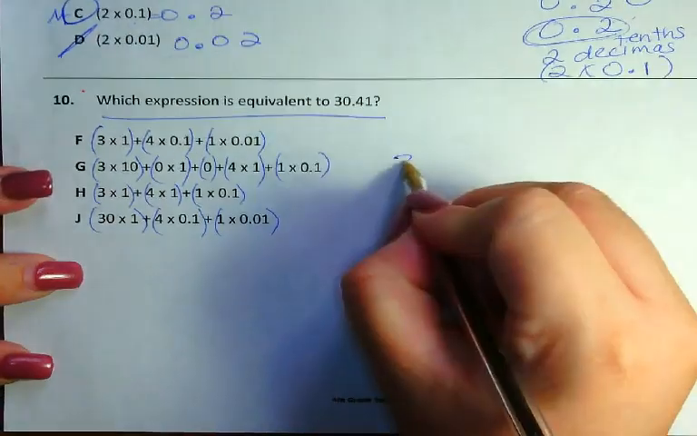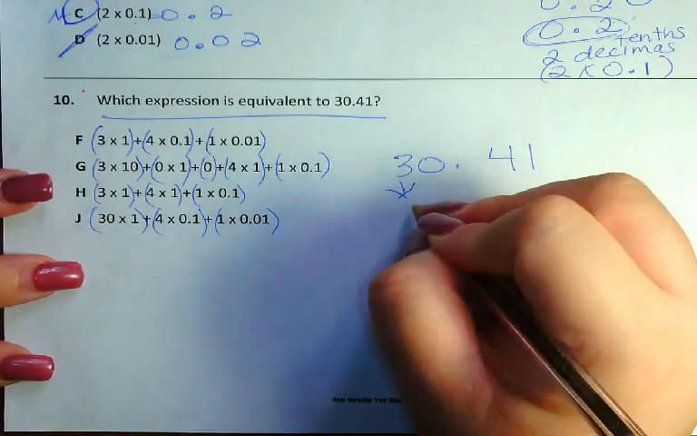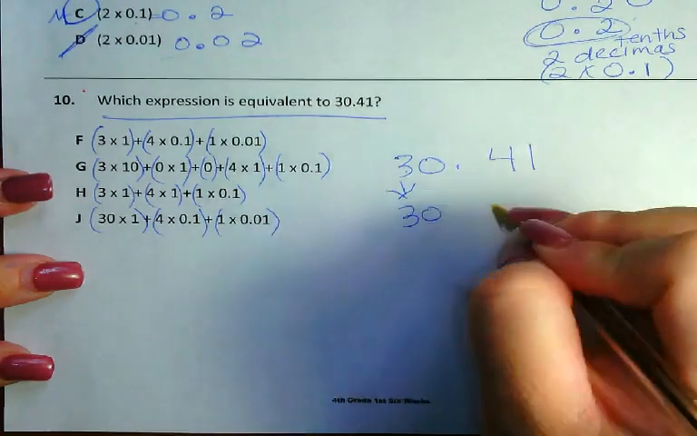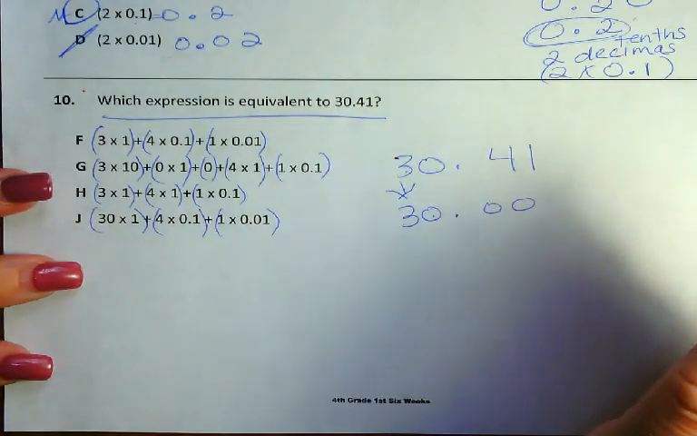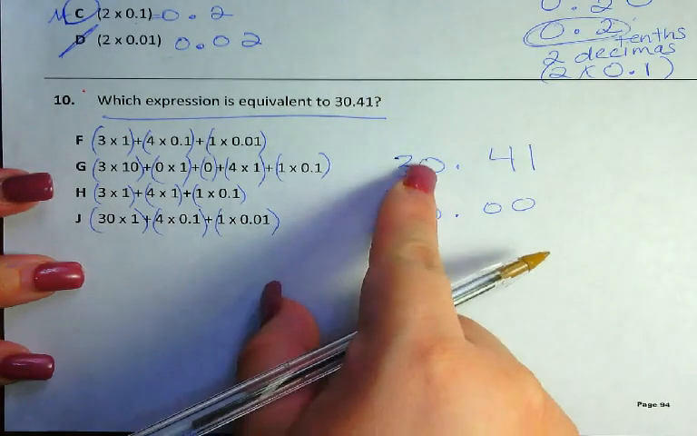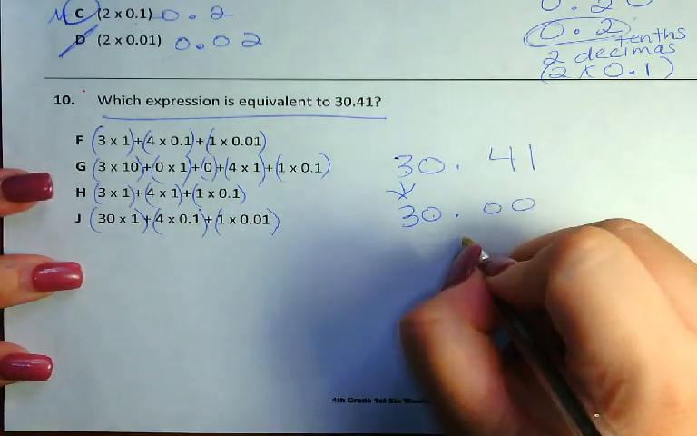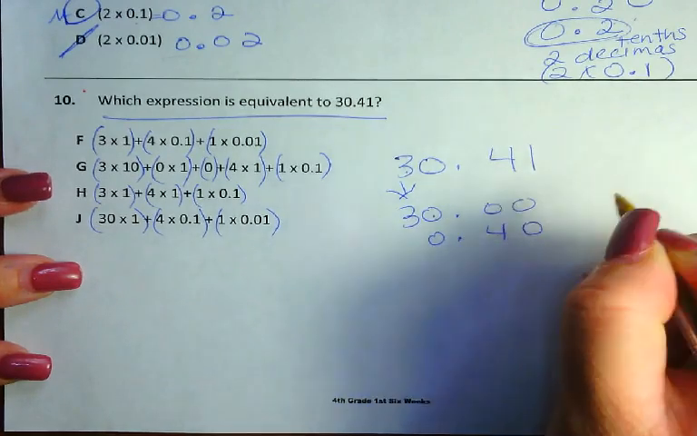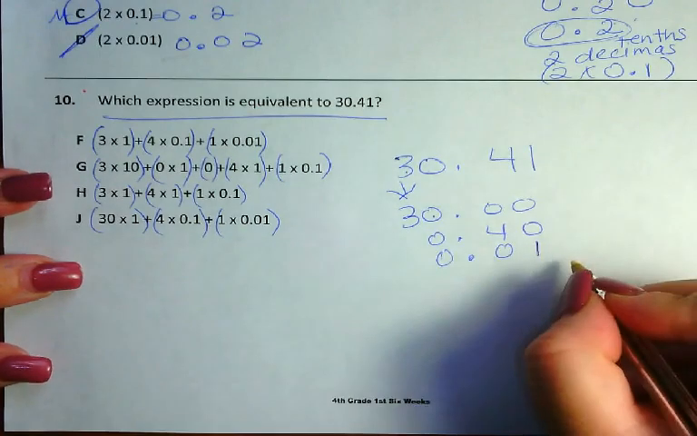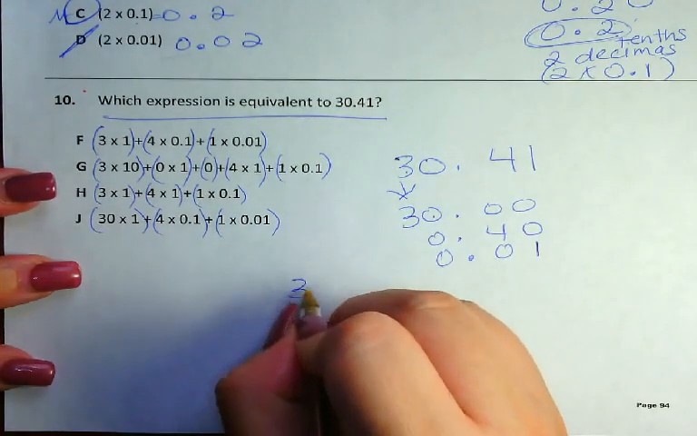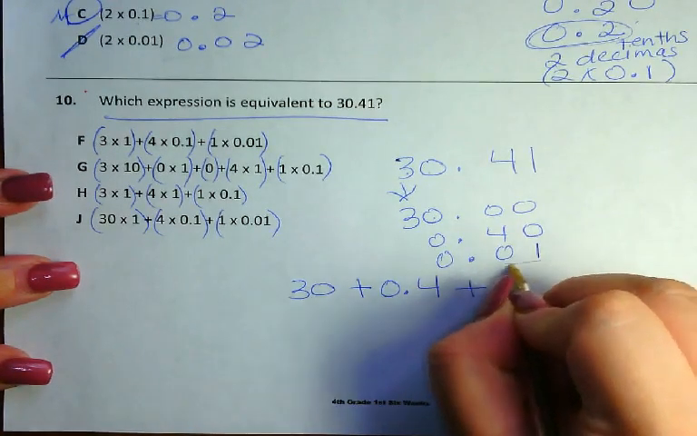Okay, so we have 30 and 41/100ths. Like I said, break it down. This 3 is actually a 30. This 0, you can ignore it. It's just a placeholder. There's no ones. Then you get your 4/10ths and your hundredths. So you can do the 30 plus the 4/10ths plus the 100ths.